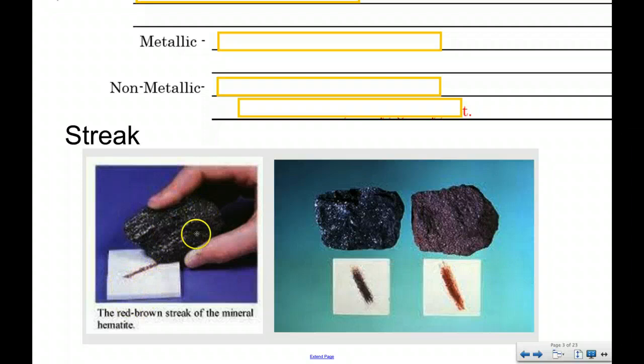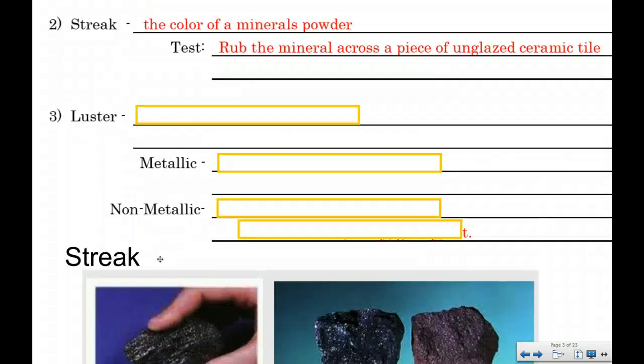So you might have a black mineral, and when you scratch it across the tile, it might turn brown or reddish, or a greenish color. Many of the minerals have a clear, no streak, or a white streak, and we'll look at that in the lab as well. So the streak is just how the mineral looks in its powdered form, and we test that by streaking it across a piece of tile.